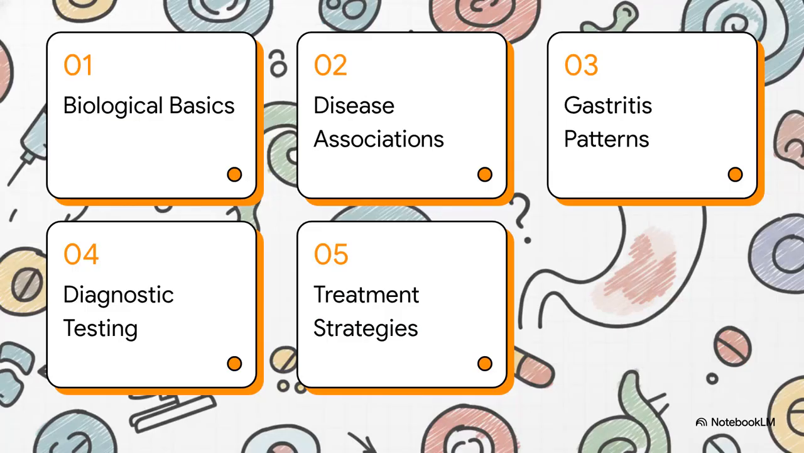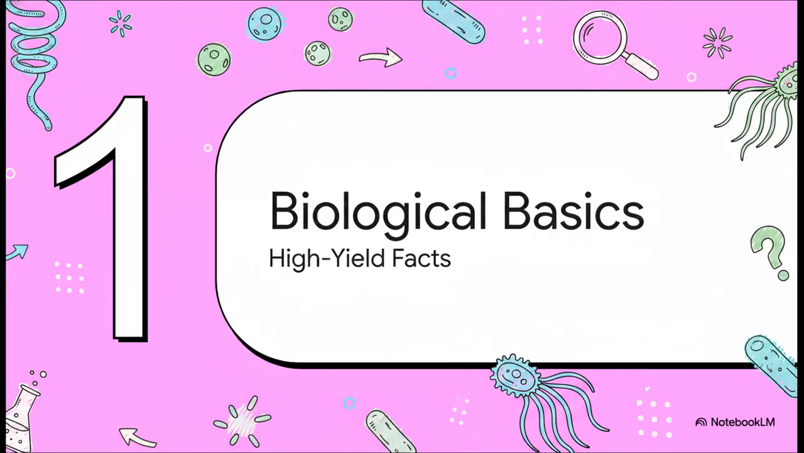Here's our game plan for today. We'll quickly hit the high-yield biological basics, look at key disease associations, dive into gastritis patterns and risks, cover diagnostic testing strategies, and then wrap it all up with treatment and eradication. All right, part 1, high-yield biological basics.